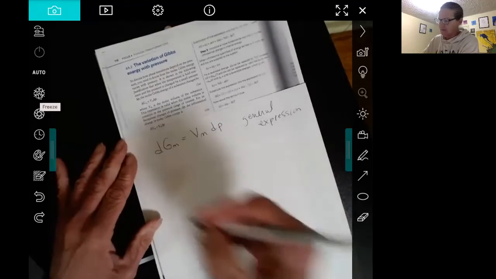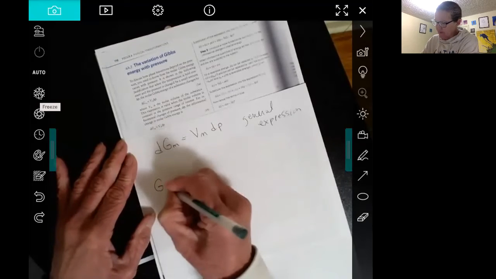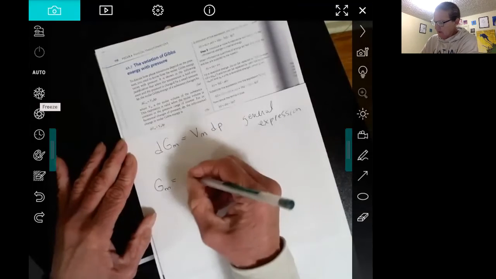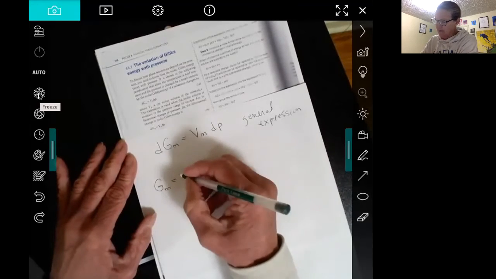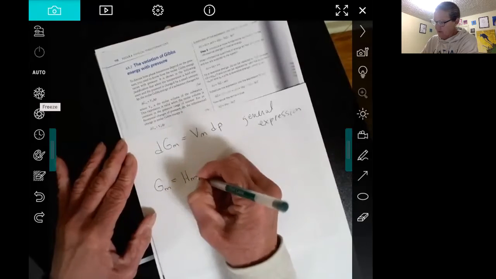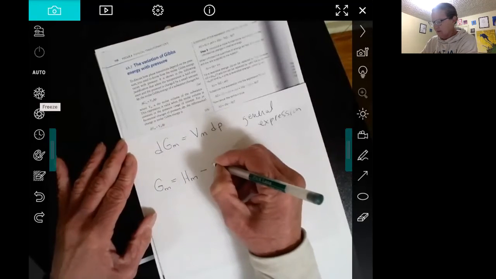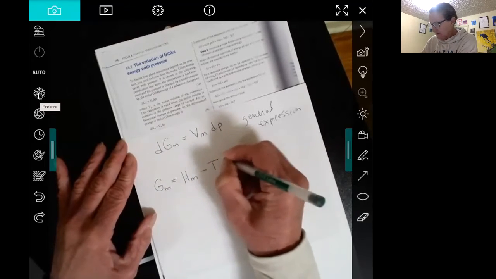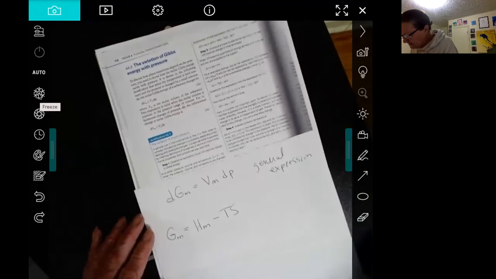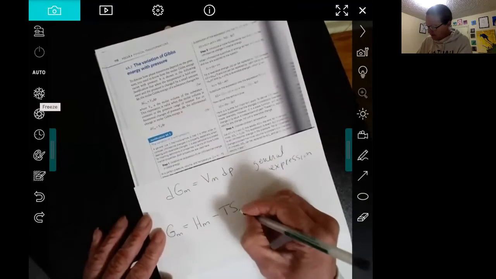Expect to do something like this on the test because it's such a common and important concept. So if we start out with the definition of the molar Gibbs free energy, Gibbs free energy is enthalpy minus TS. So that they show you right here in this justification.